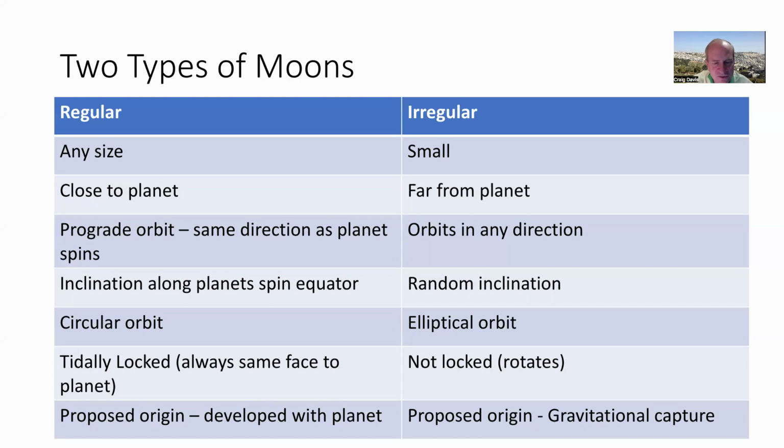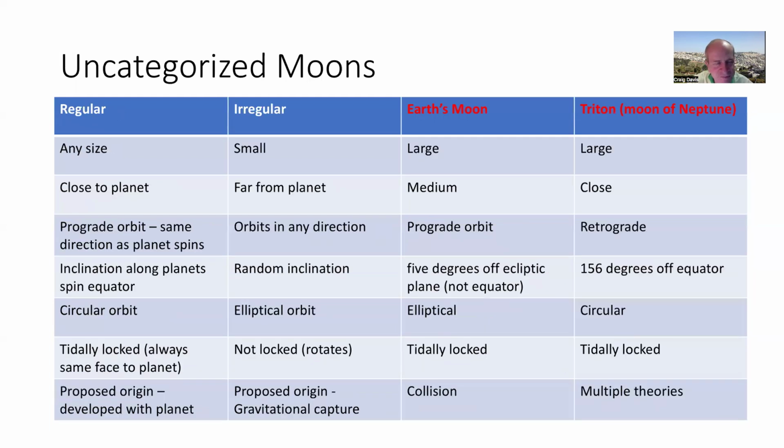Now, I expect as soon as I read this, for people who don't know, the question that would almost immediately come to mind is, what category is Earth's moon? And that's an excellent question because there are two moons in the solar system that completely defy the categories. One is Earth's moon, and the other is Triton, one of the moons of Neptune.